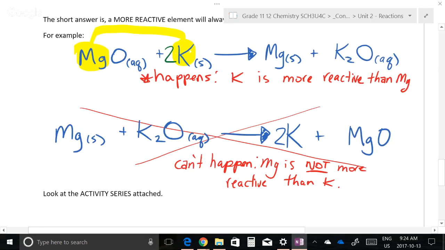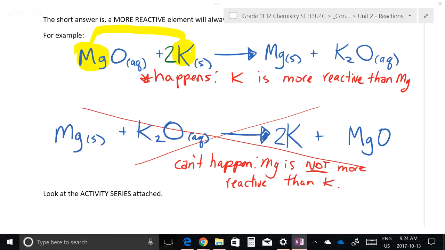And for a single displacement reaction, and by the way, this activity series is specific to single displacement reactions. Does that make sense? That's what the activity series measures. It measures the ability of a metal to displace another metal in single displacement reactions. I want to stress that. When we do double displacement reactions, this will tell you nothing. Okay? So this is useful for single displacement reactions and for single displacement reactions only.